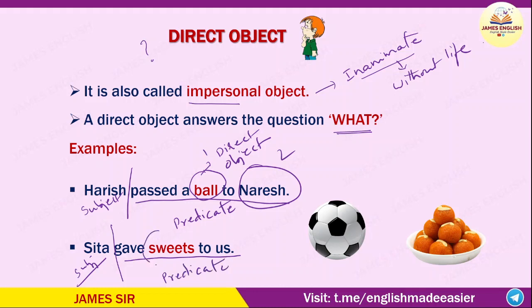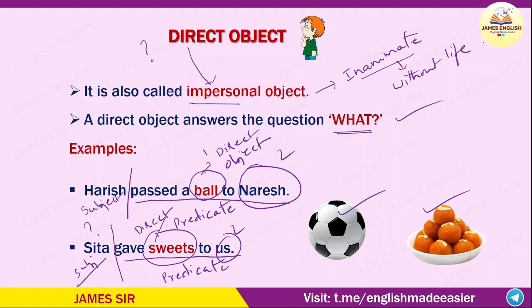Yes, we have two objects here. This is one object and us is another object. Then what did Sita give? Sita gave sweets. So sweets becomes a direct object. So friends, we can come to a conclusion: a direct object is also known as an impersonal object. It answers the question what? What did Harish pass? Ball. What did Sita give? Sweets. Is it clear? Right.